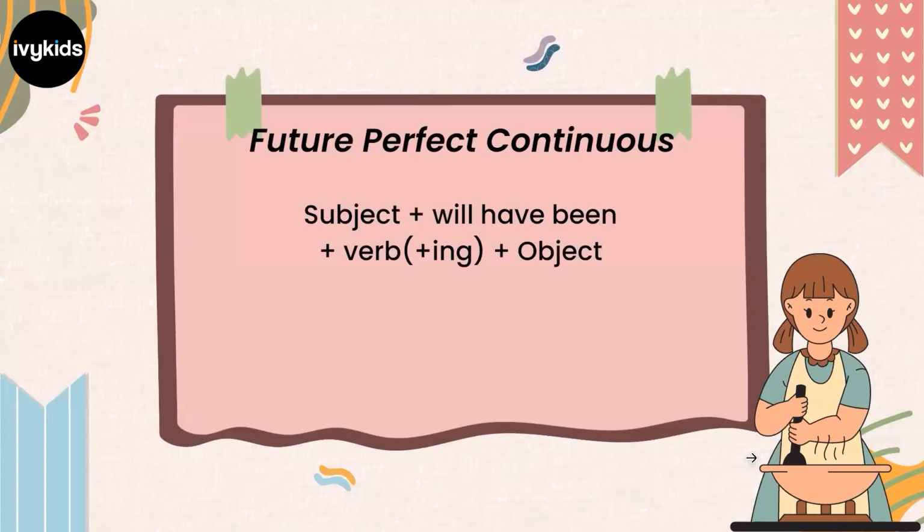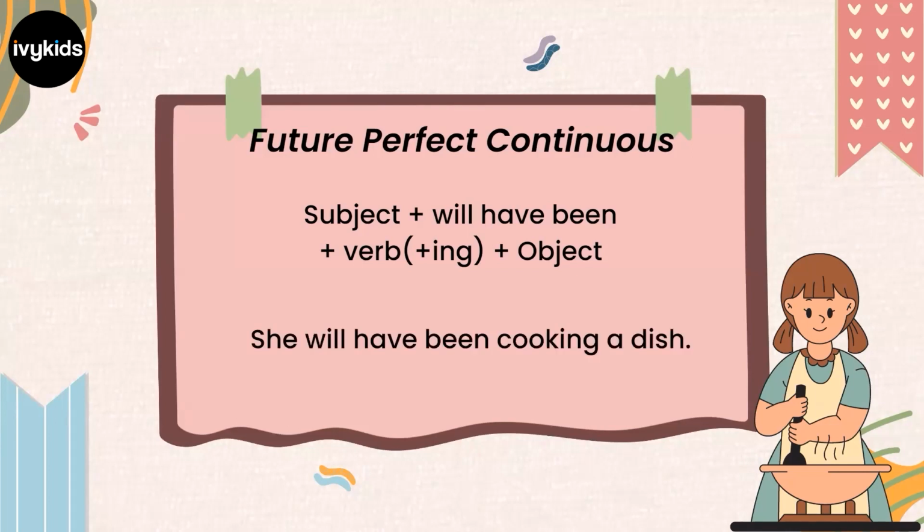Moving on to the next one, that is future perfect continuous. Subject plus will have been plus verb plus ing and then object. Let's have a look at this example. She will have been cooking a dish. This sentence clarifies that we are talking about an action in the future that will have been continuing. Basically, we have started it already and we are saying that it will be going on in the future as well. That's why it's future perfect continuous.